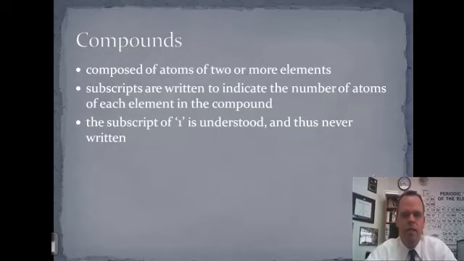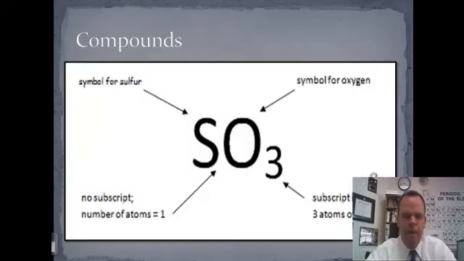Compounds, if you remember, always consist of 2 or more elements. The way that we write compounds is to use subscripts to identify the number of each type of atom that's in the compound. Subscript 1 is always understood, so if you only have 1 of a single element, you just generally do not write the 1.